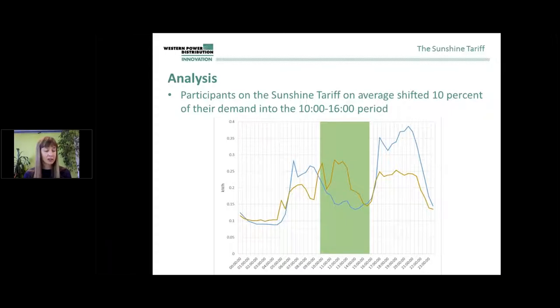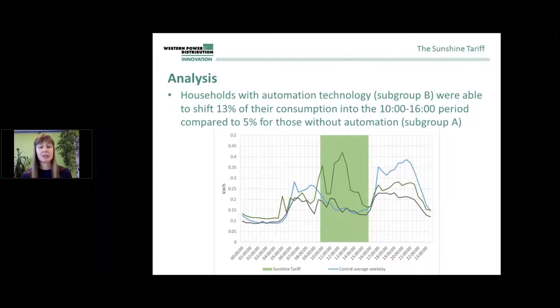If we imagined that there was a 250 kilowatt solar farm in the local area, based on these findings we'd need 650 Sunshine Tariff customers to offset that generation, which is about 20% of the homes in Wadebridge, which is quite a lot. Another key finding relates to the customers that had automation technology. They were able to shift 13% of their consumption into the middle of the day, compared to only 5% for those without automation technology.